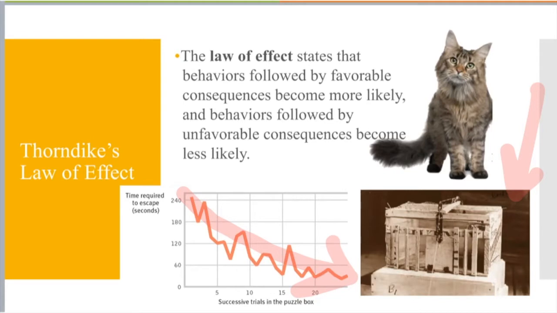And so operant conditioning starts off with this understanding from Thorndike about the law of effect, right? Behaviors followed by favorable consequences, those rewards, the cats are getting food and getting let out of the box, become more likely. So they're more likely and actually, in fact, quicker. Their behavior was strengthened. They were quicker at completing the puzzle to get out of the box.